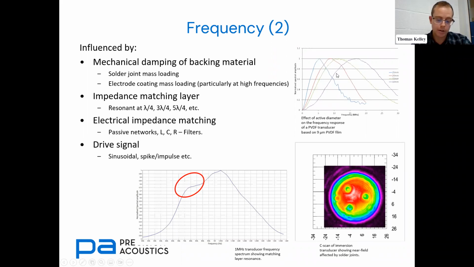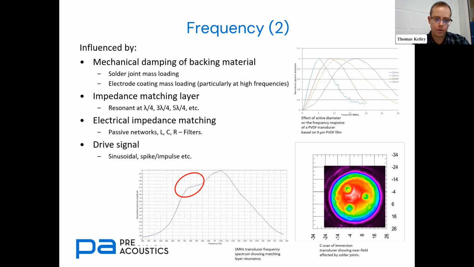Another consideration, again, is anything else we might want to put in front of the transducer. Maybe this might be a delay line or an acoustic lens. Both of these will affect the frequency. Typically, they'll have a frequency-dependent attenuation, and you might get a downshift in frequency as a result of the lens or the delay line. And the magnitude of the shift will very much depend on the transducer's nominal center frequency and the materials you've used for the lens or the delay line or whatever else you're putting in front of the transducer.